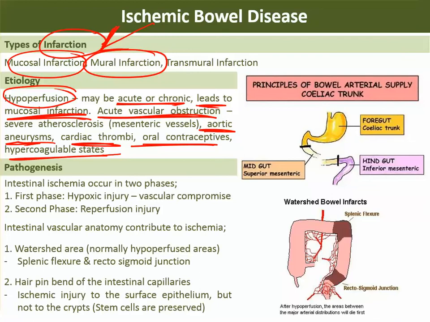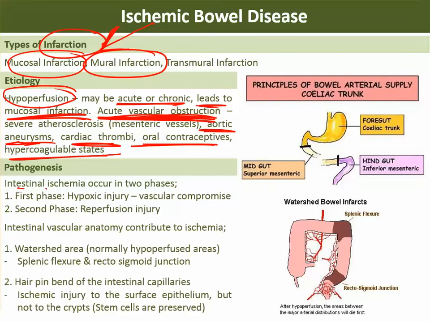It can block anywhere in the systemic circulation. If it goes and blocks the mesenteric vessels or celiac trunk, it will produce ischemia of the intestine. So that's what it leads to: acute vascular obstruction that will produce transmural infarction.